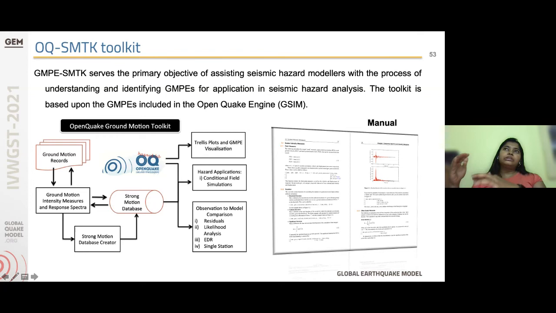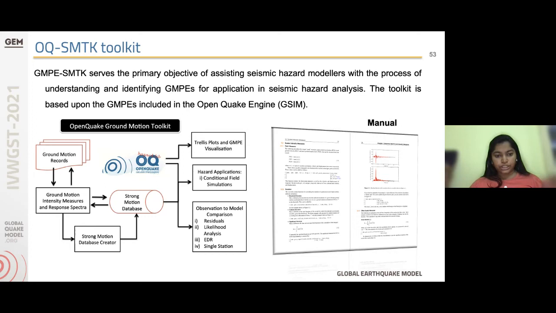So the case study that I just showed was something that was done manually, wherein we involved step by step procedures, and everything was corrected and coded, and it was a study specific to that region and that data set. However, OpenQuake's Strong Motion Toolkit helps in doing all these tests at a faster rate, and it's more efficient as compared to doing it individually.